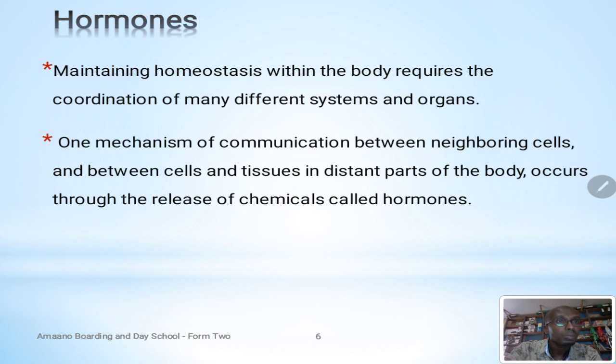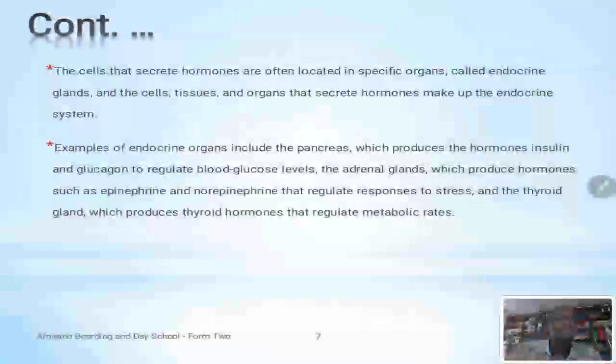So if your body systems and organs work together properly, that means any reaction or activity or process which is taking place in your body is taking place under normal conditions, producing the normal products required. One mechanism of communication between neighboring cells and between cells and tissues in distant parts of the body occurs through the release of chemicals called hormones. Chemicals called what? Hormones. Okay.